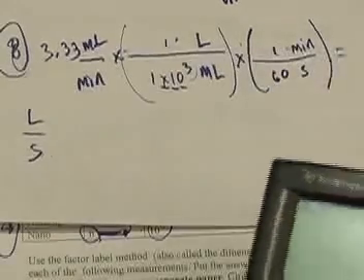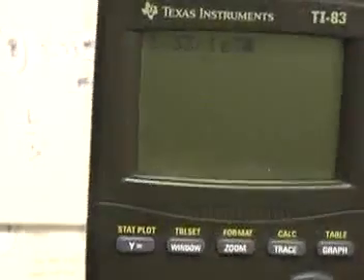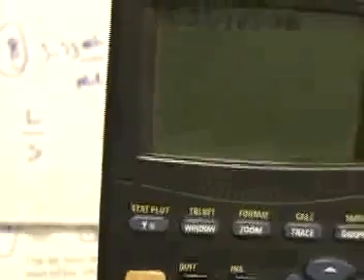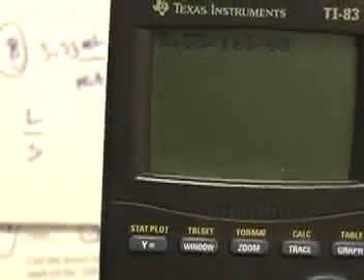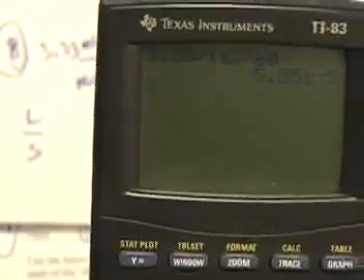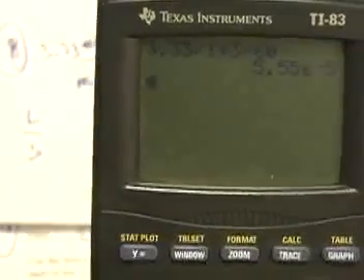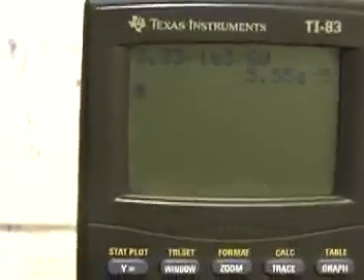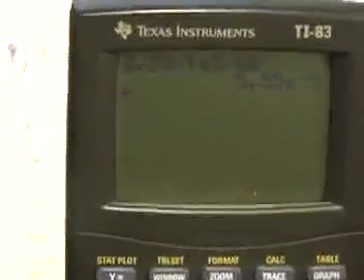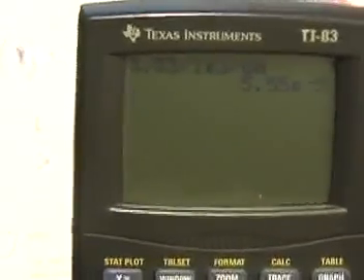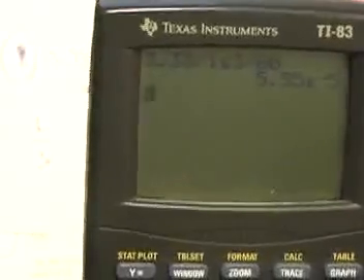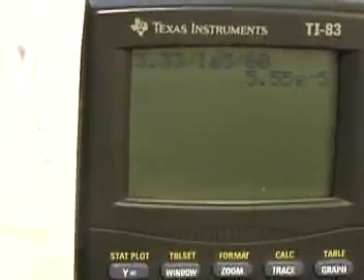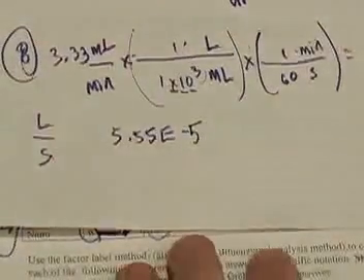I'm not going to do the multiplying by 1, but I am going to divide by 60, and then I can hit enter, and I get 5.55 times 10 to the negative 3rd. I'm sorry, did I say 3rd? I meant 5th. 5.55 times 10 to the 5th.